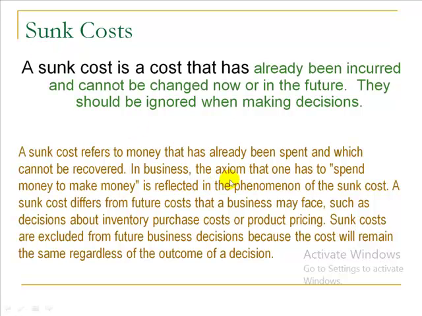In business, the axiom that one has to spend money to make money is reflected in the phenomenon of the sunk cost. A sunk cost differs from future costs that a business may face, such as decisions about inventory purchase cost and product pricing. Sunk costs are excluded from future business decisions because the cost will remain the same regardless of the outcome of our decision.